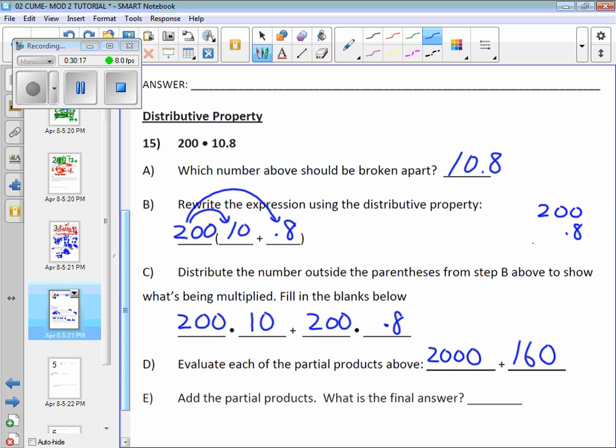And if not, just do it off to the side, which I'll show to you again. You just have to remember you have to move your decimal in the product. Since we moved the decimal once here, we need to move it once here, and that's how I'm getting 160. And now I'm just going to add them together. My final answer is 2,160.